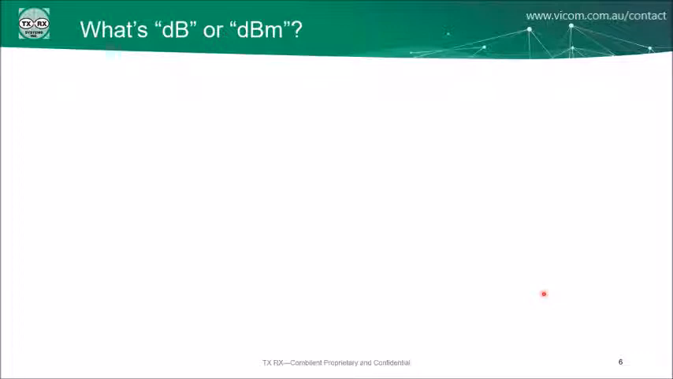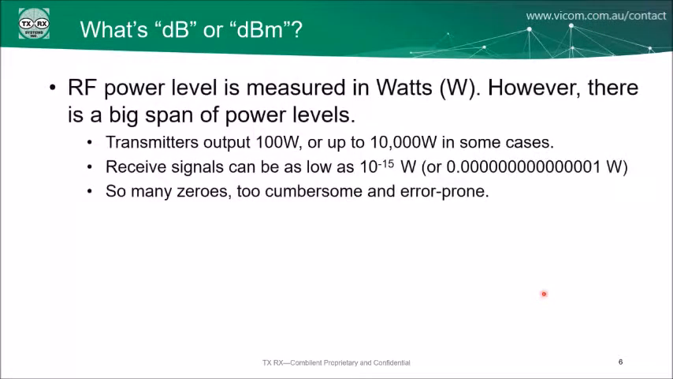So you'll hear a common term in radio work is dB and dBm. Let's talk about those for a minute. RF power is measured in watts. However, there's a big span in these power levels. You've got some transmitters that can be as low as 1 watt, as high as 10,000 watts in some cases. So you've got a huge variation in the transmit power.